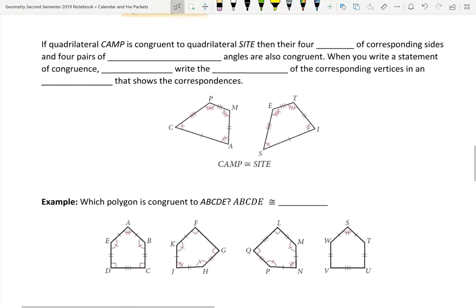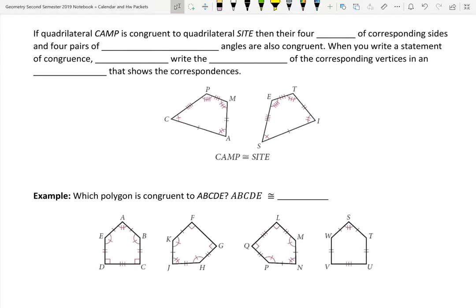Here we have two congruent polygons, CAMP and SITE. Notice that C is congruent to S because they're both marked with one slash. A is congruent to I, M to T, and P to E. Also notice that line segment CA is marked congruent to SI with one dash, AM to IT with two dashes, MP to TE with three dashes, and PC to ES with four dashes.